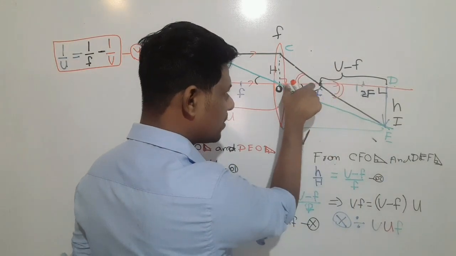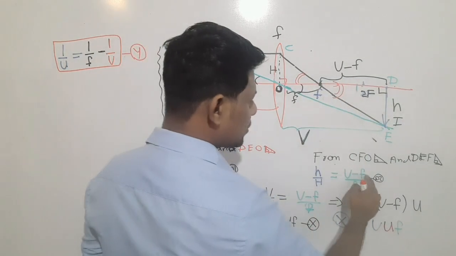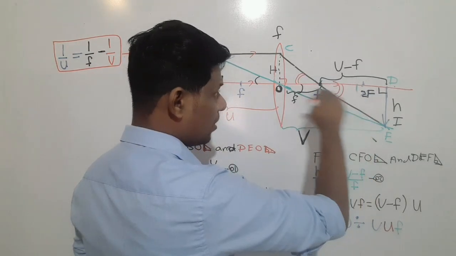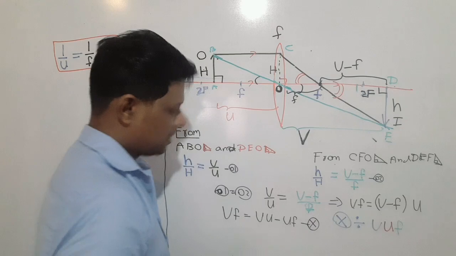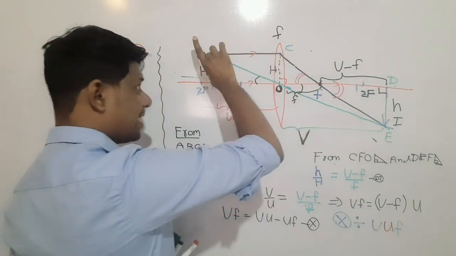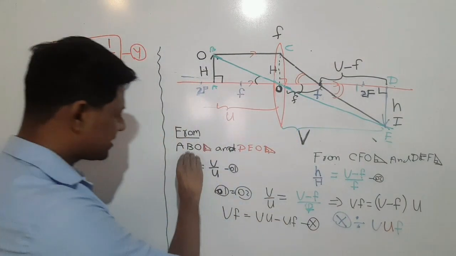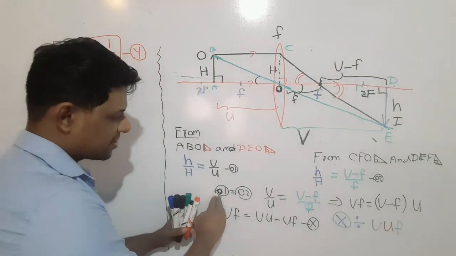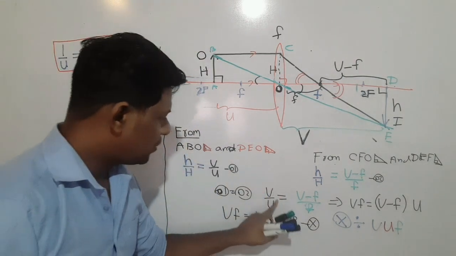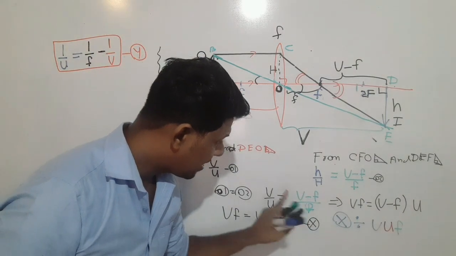So the ratio between OF and FB, that means V minus F over F, should be equal to this height over this height. These are both the same height because of parallel lines: small h over capital H. Again I get the same ratio. So now I can equate equation 1 to equation 2 to get a common ratio. V over U is equal to V minus F divided by F.